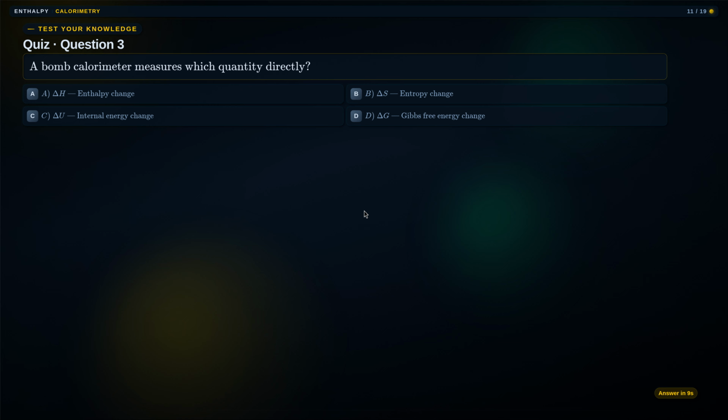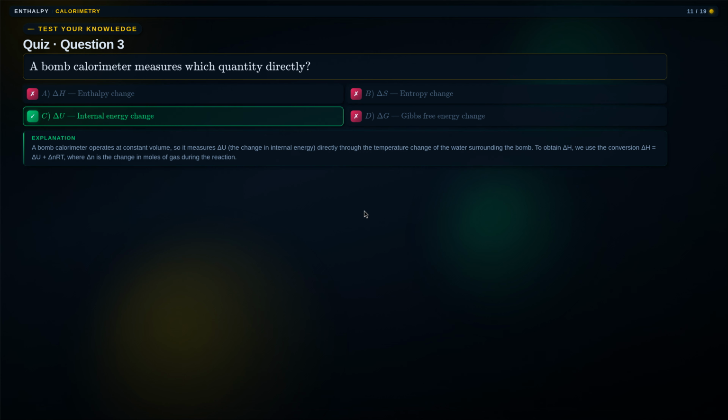The correct answer is C. A bomb calorimeter operates at constant volume and measures delta U directly. To get delta H, we use delta H equals delta U plus delta n RT, where delta n is the change in moles of gas.